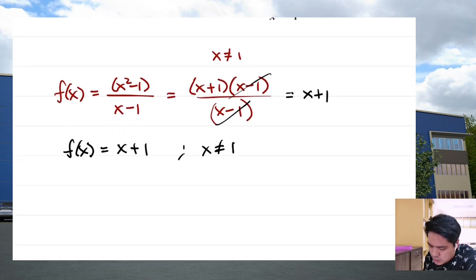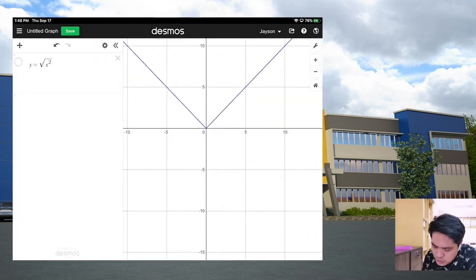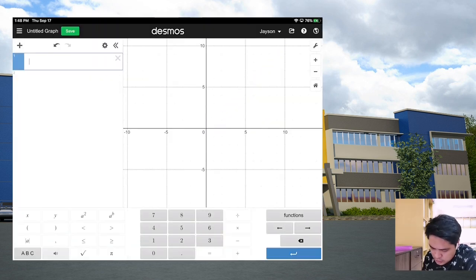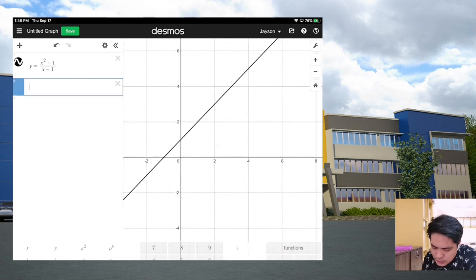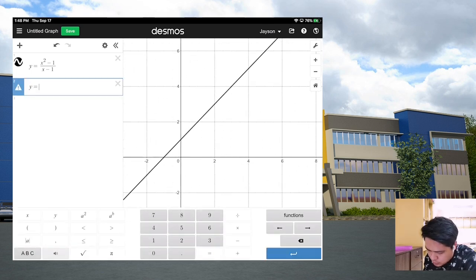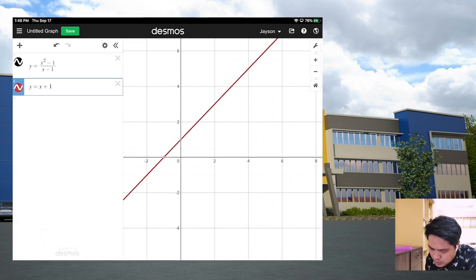So anong ibig sabihin nito? Ako din yung sasagot. If we graph the first function, y equal to x squared minus 1 over x minus 1, you will find out that this is just a straight line. That is the same as y equal to x plus 1. That is the same line. But what would be the difference of these two?